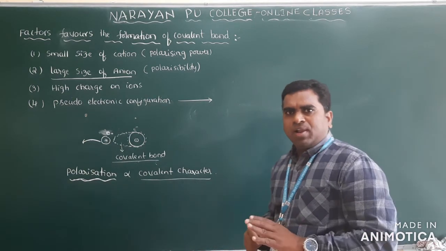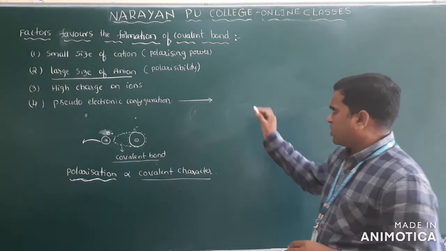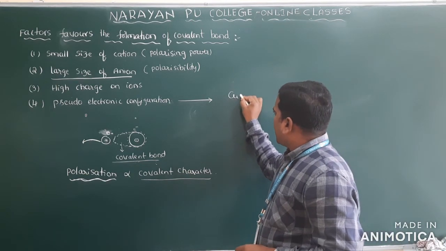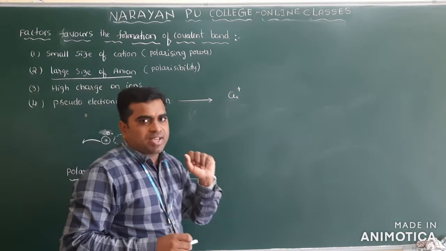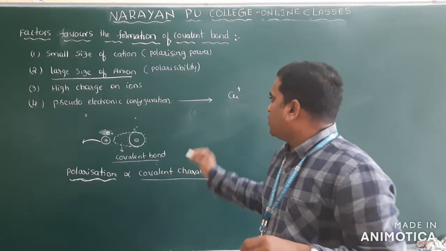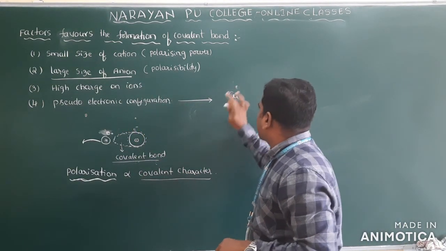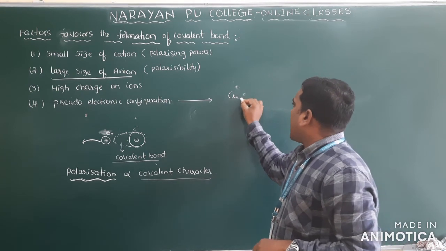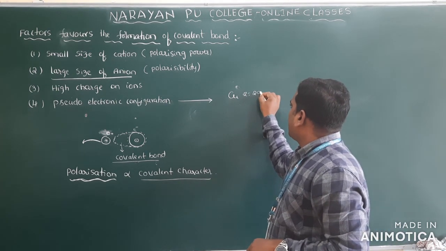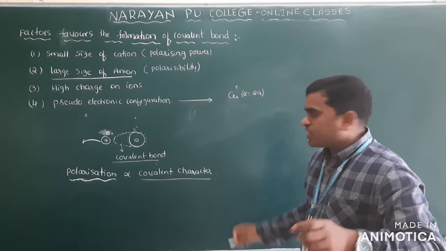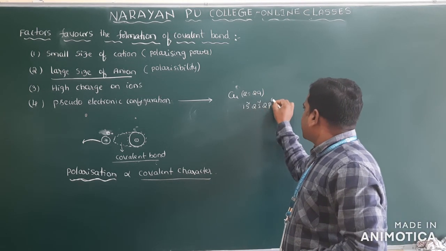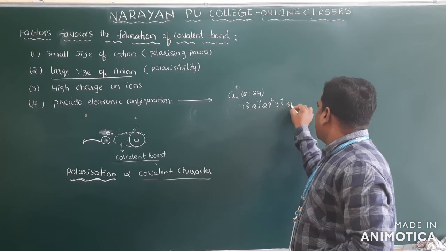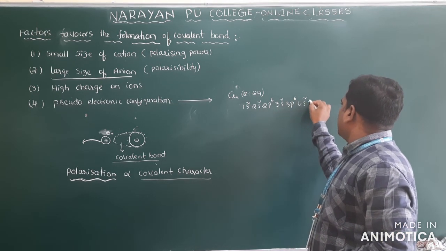Clear? I will mention one simple example. Suppose a Cu+ ion is there. What is Cu+? Copper plus. First of all, I will write copper: atomic number is 29. What is the electronic configuration you already know? 1s2, 2s2, 2p6, 3s2, 3p6, 4s2, 3d.